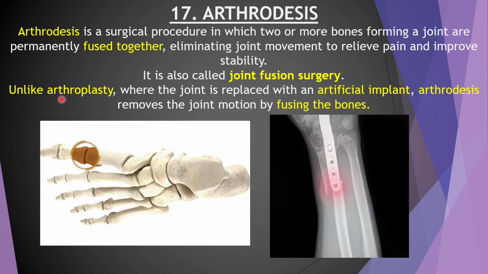Unlike arthroplasty, where the joint is replaced with an artificial implant, in arthrodesis the joint motion is removed by fusing the joint. So in arthroplasty, the joint is replaced for movement, and arthrodesis removes the motion, fusing the bones or joints to improve the stability and to relieve the pain. So this one is arthrodesis.